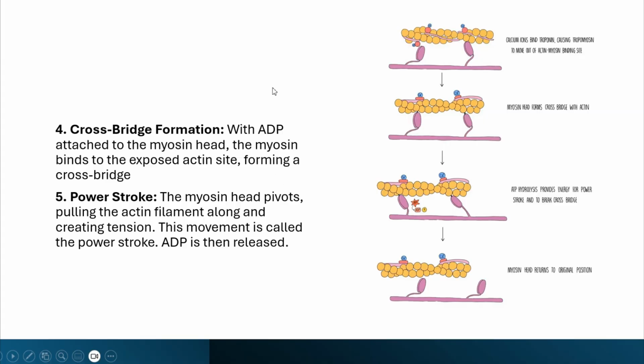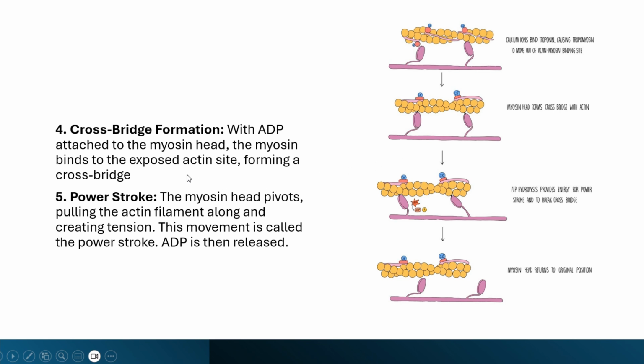Cross bridge formation: with ADP attached to the myosin head, the myosin binds to the exposed actin site, forming a cross bridge. The tropomyosin, the protective cover, has moved away, and now the myosin can freely attach to the actin. That has made a cross bridge between them. It's fully attached now.